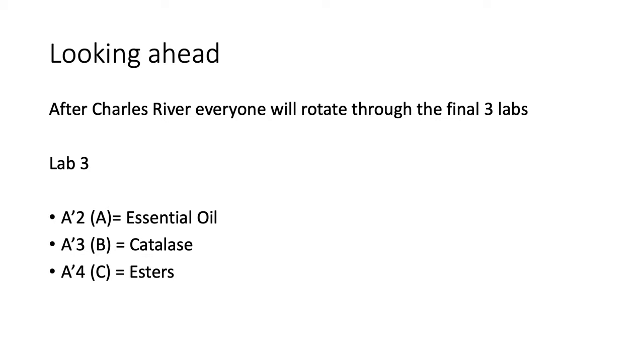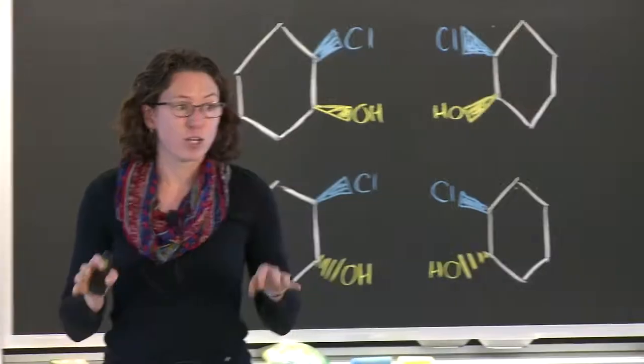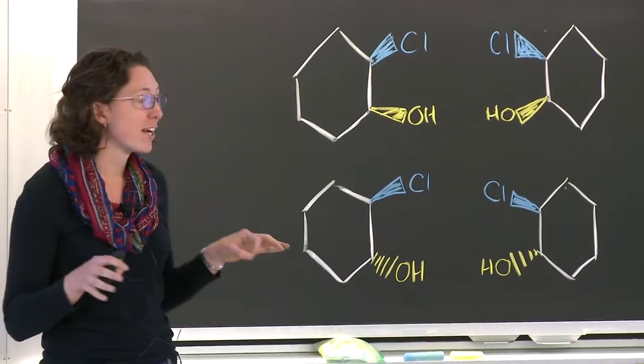So after the Charles River Lab, the A'2 group, the closest to the middle of the lab, you'll be doing the Essential Oil Lab. The center group will be doing the Catalase Lab, and then the group closest to the doors, A'4, will be doing the Ester Lab. And your TAs will help make sure that you know which lab you're supposed to do so that you know which pre-lab to write up.